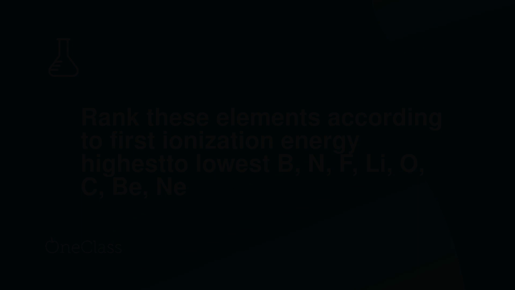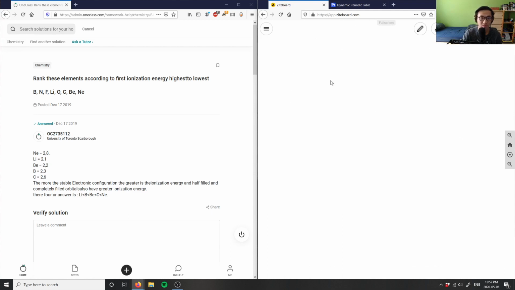And then finally, I'm going to do the last question here, number 10. I had 11 questions, but I guess we'll end off with this question here. It's rank these elements in terms of first ionization energy to the lowest. So again, very easy grade 11 problem here.